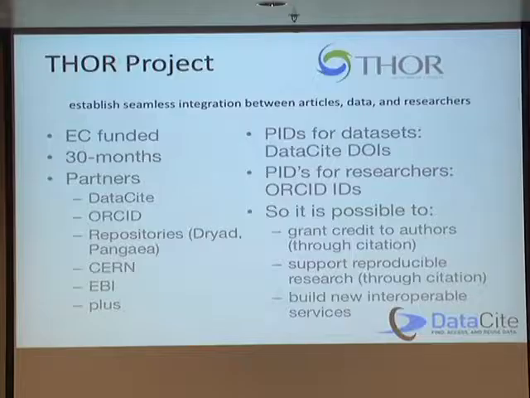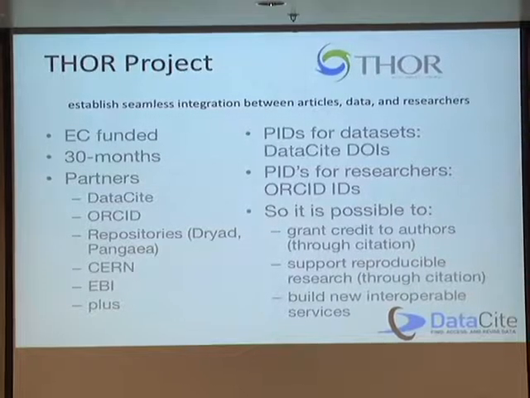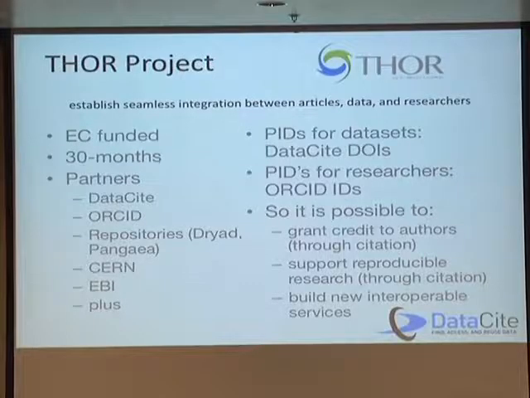The THOR project is an EC-funded project. It's about a $4 million project, and it's 30 months. We have partners; DataCite and ORCID are the main persistent identifier partners. DataCite is working on the THOR project, providing DOIs for content. ORCID is providing identifiers for people. How many here have ORCIDs? Anybody? Yay. Everybody should raise their hands, they're good.